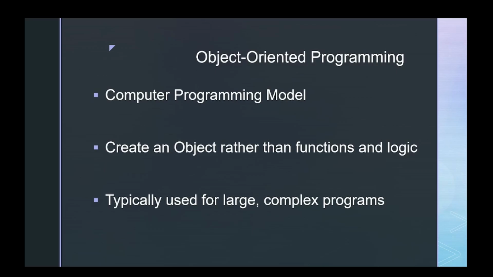Object-oriented programming, or sometimes called OOP, is a computer programming model. It is the way that you are going to put your program together. The idea behind it is that you're going to create an object, and that object is going to have attributes and methods rather than just putting out individual functions and logic and doing these command lines. Typically, we'll use objects for much larger, complex problems, but we're going to use it on a smaller scale just until we get comfortable with it.